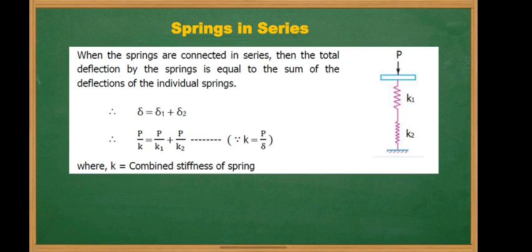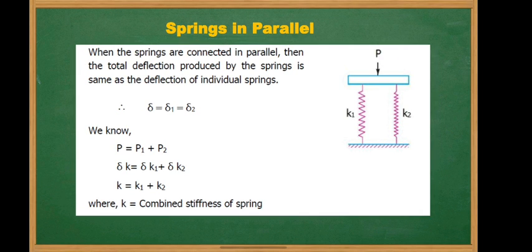Springs in series. When the springs are connected in series, then the total deflection of the springs is equal to the sum of the deflections of individual springs. So here the two springs are connected in series having stiffnesses K1 and K2. So the total deflection delta is equal to deflection in this spring and deflection in this spring. So delta is equal to delta 1 plus delta 2. So from this figure we can calculate delta as P by K is equal to P by K1 plus P by K2, where K is the combined stiffness of the spring.